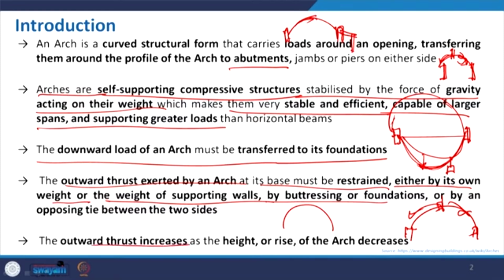The outward thrust increases as the height or rise of an arch decreases. What exactly is the rise? It is basically this particular height, like if it is a flat beam column structure and then we try to give the bend. If you reduce it, then the thrust will be more. If you make your arch parabolic, it will be the great one. If you make it flatten, flatten, flatten, it will give more outward thrust compared to the height. That is why it says that thrust increases as the height or rise of the arch decreases.